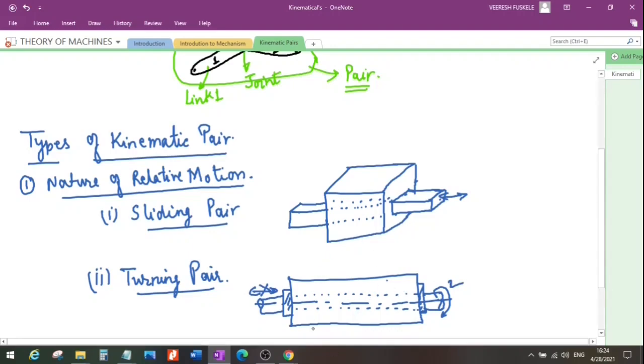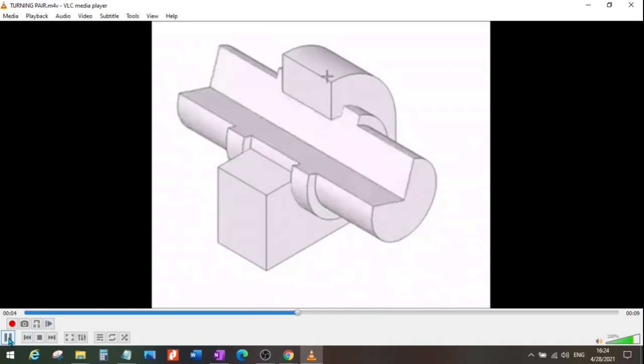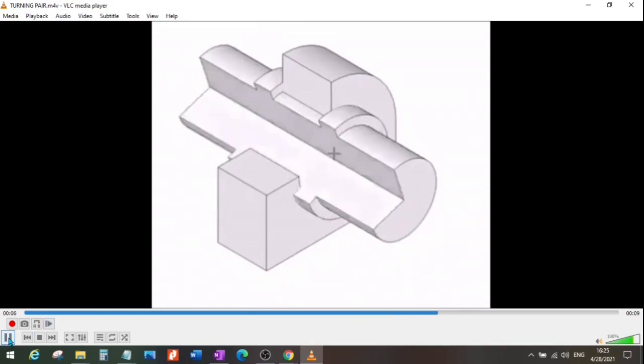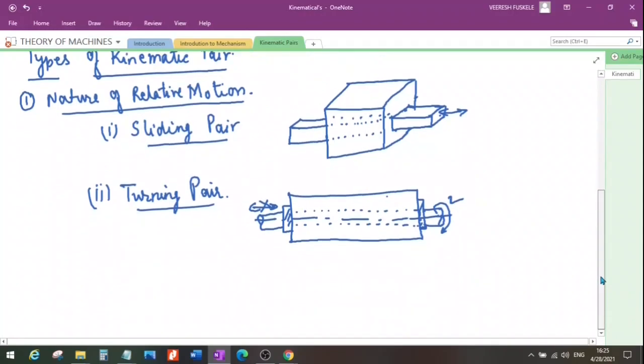So you can see this in this example. This is the shaft which is rotating, and these are the collars which are restricting the to and fro motion of the shaft inside this cylinder, right? So this is making the motion of the shaft a constrained motion. It can only have motion in one direction. So this is basically known as constrained motion, right? This is about the turning pair. So in a turning pair, we will be having only the rotating motion.